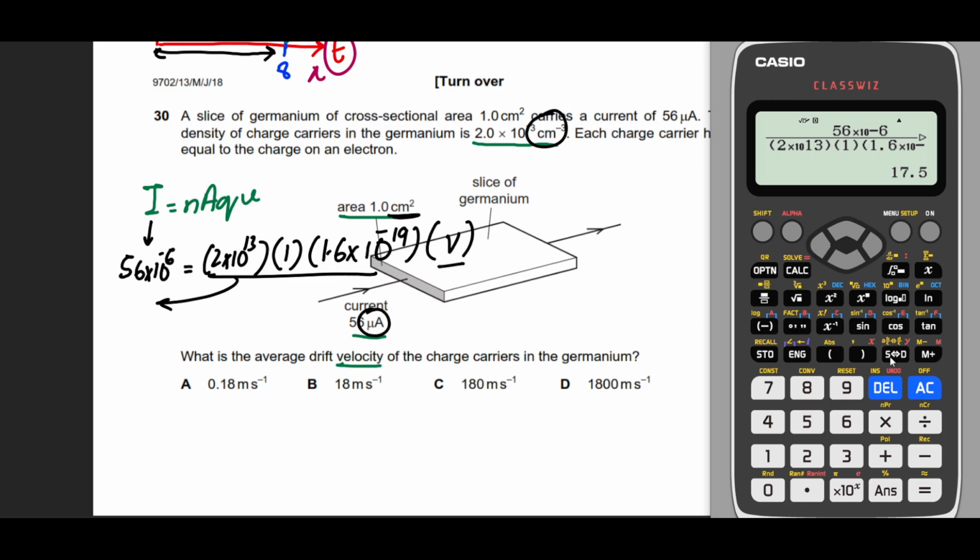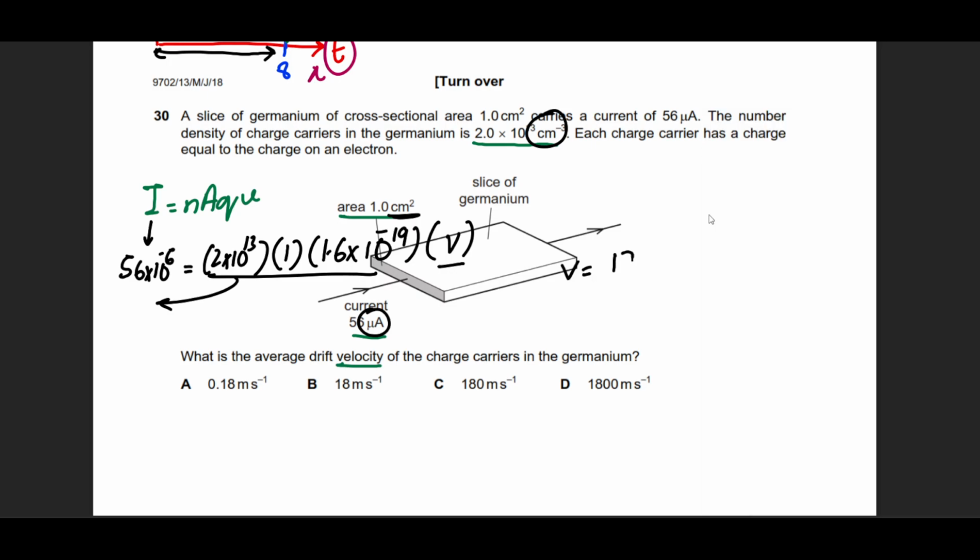When you calculate this, your answer comes out as 17.5. Now notice that this velocity V, 17.5, has a unit of centimeters per second. Why? Because you were dealing with centimeter square and centimeter cube. So this is an answer in terms of centimeters per second. Our answers are in meters per second.